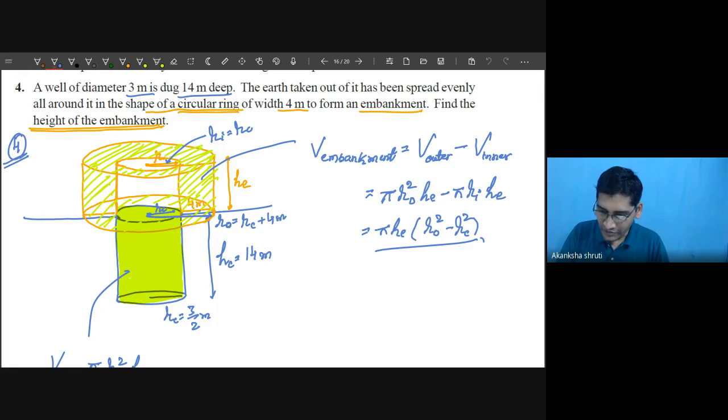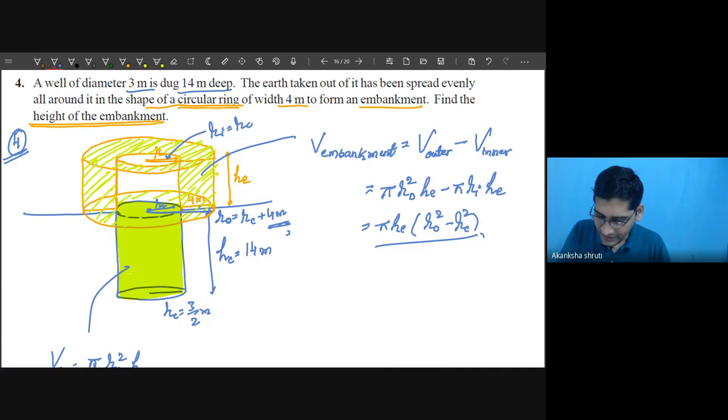For the volume of the outer cylinder, the radius is obtained by taking the inner cylinder radius and adding it to the width of this embankment, which is 4. So it will be 3 by 2 plus 4. You may add it: 4 twos are 8, 3, 11 by 2 meter.